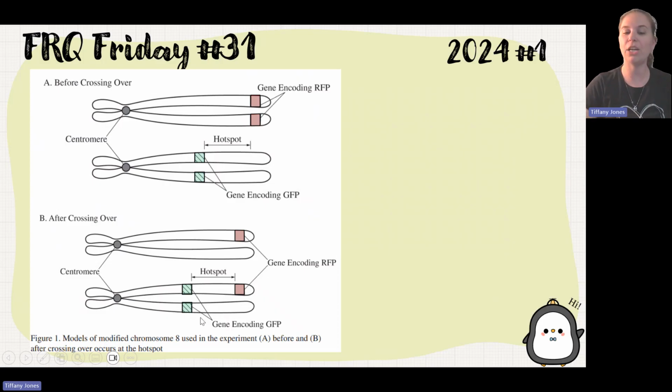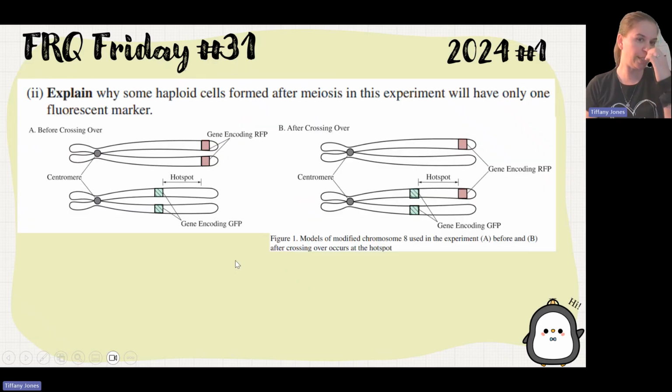And then this one on here is just our green, and of course it did not have crossing over, so it has a green fluorescence. And as you notice, these ones in the middle were where the crossing over took place. So the question says, explain why some haploid cells formed after meiosis in the experiment will only have 1 fluorescent marker. And as we already mentioned, the interior ones were the ones where we saw crossing over taking place.